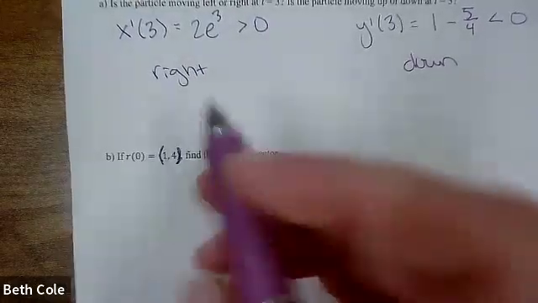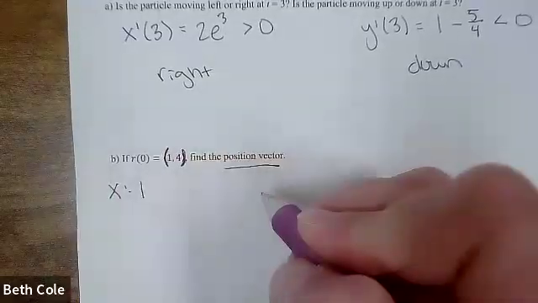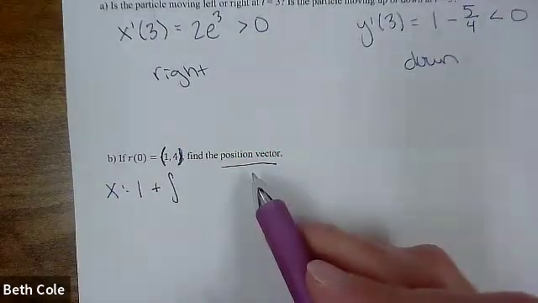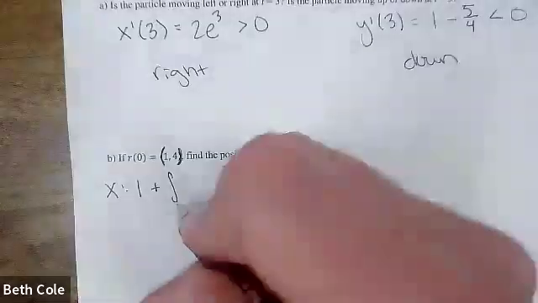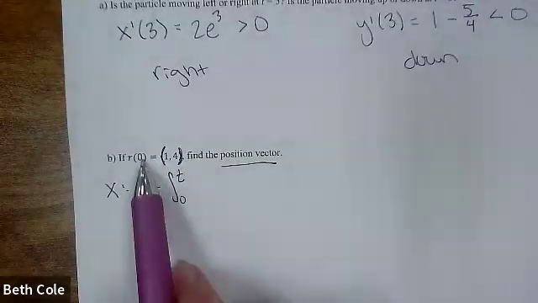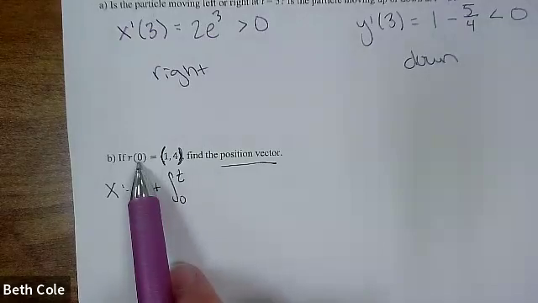All right, so let's do x first. Initial condition for x is 1 plus, now we're not finding at any particular moment. We just want the position vector. So we're going to go from 0 to t. Again, it was 0, but do you get that that's this 0 here? But it might not be 0. Sometimes it's 12. I don't know, just read the problem.